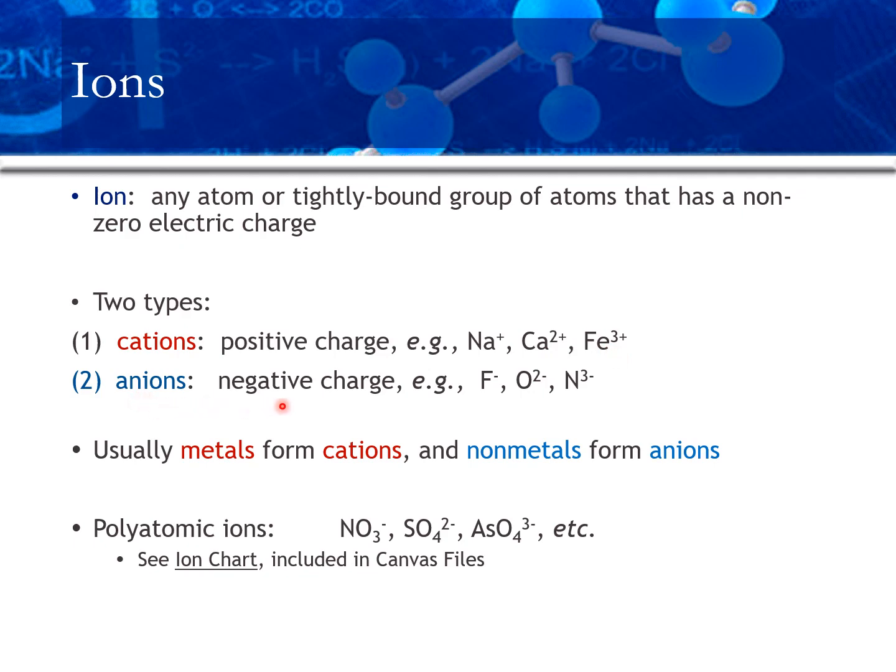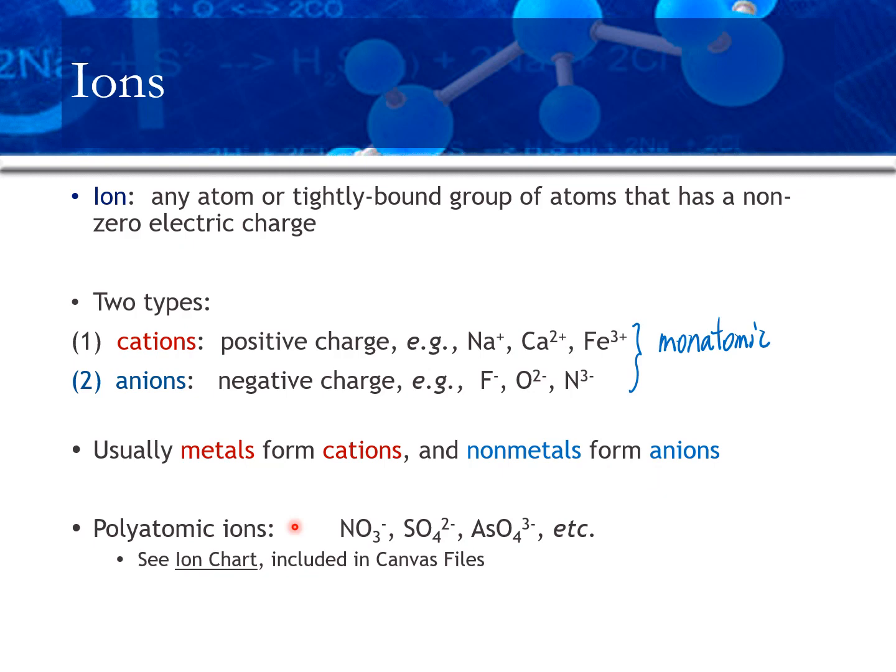Anions are ions with negative charges. For example, fluoride, oxide, and nitride ions. And these are all what we would call monatomic ions, meaning simply that they consist of a single atom with a charge on it. Okay? Ordinarily, metals form cations and nonmetals form anions. So if a metal ionizes, it almost always forms a cation and not an anion.